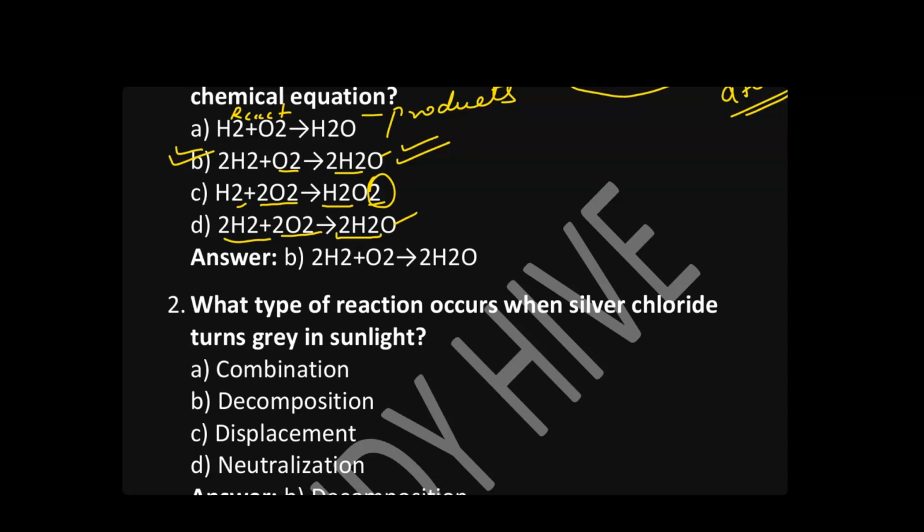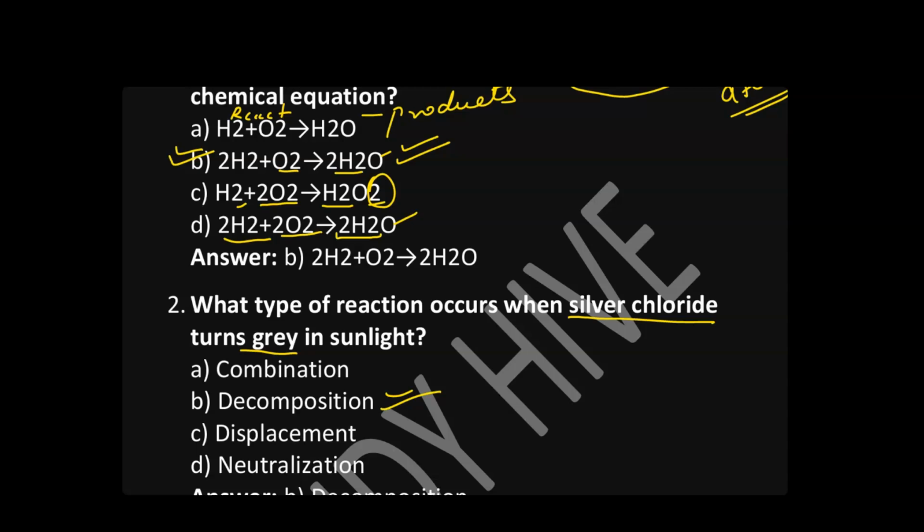In question number 2, what type of reaction occurs when silver chloride turns grey in sunlight? Actually, what happened? Silver chloride is split up into 2, silver and chlorine. So this is a decomposition reaction.